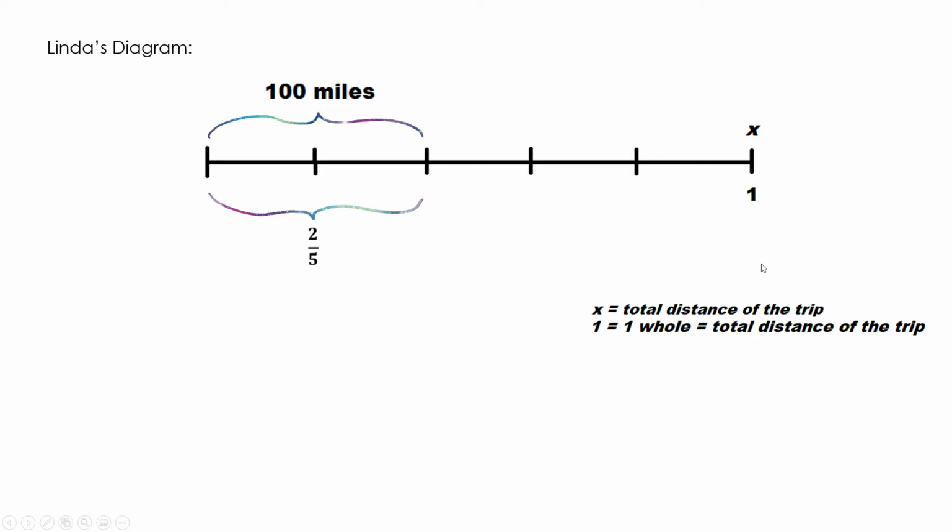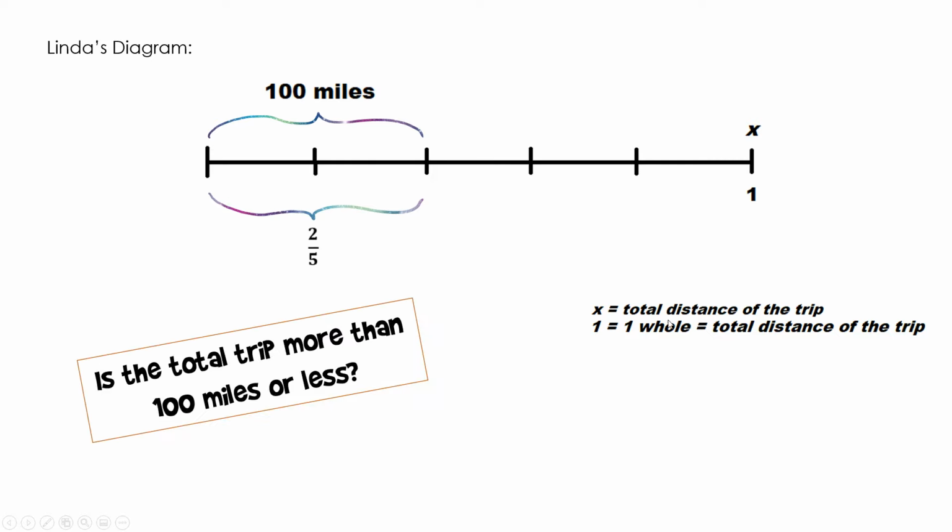All right, so let's think about this. If I have 2/5 and that's equal to 100 miles, how many times can I fit this in my entire diagram before I get to the total distance? So is a total trip more than 100 miles or less?